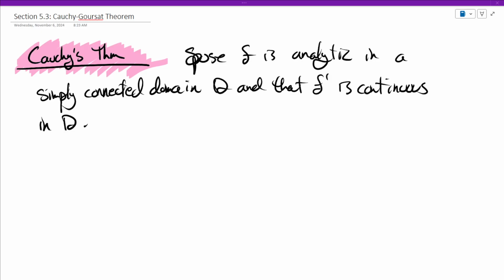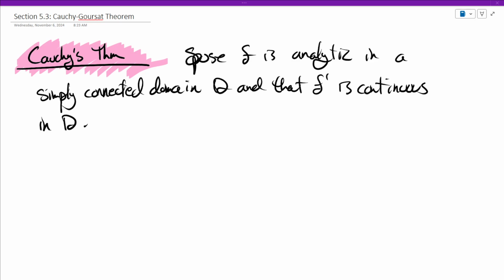All right, we're going to start section 5.3 by doing another proof. We don't really prove a lot of things, but I felt like this was something that needed to be seen. So we're going to look at Cauchy's theorem, which might be one of the most important theorems in complex analysis.